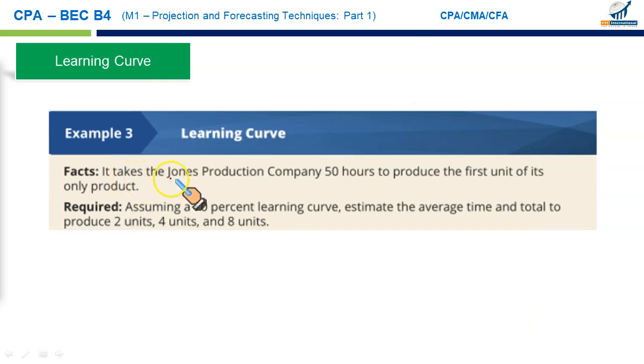Okay, now we have a question. It takes the John's production company 50 hours to produce the first unit of its only product. Assuming 70% learning curve, estimate the average time and the total time to produce 2, 4, and 8 units. I told you, you need these three columns: units, total time, average time. It will be very convenient for you.